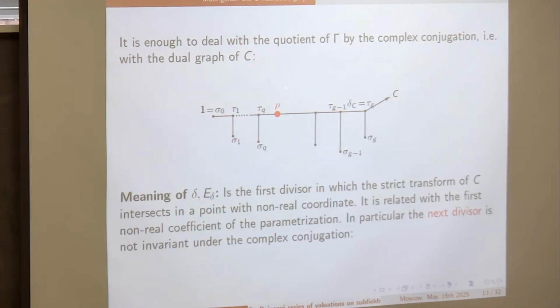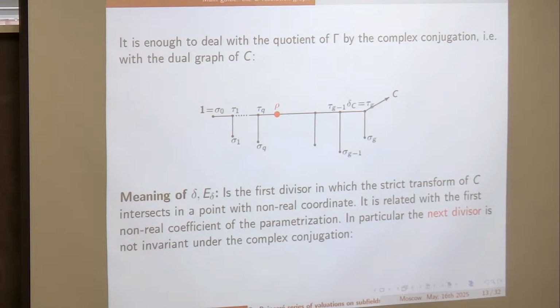What does this divisor mean, which is the most important thing? Here is some divisor, and it's the first divisor such that the strict transform of C intersects in a point with non-real coordinates. Okay? So you start to make blow-ups, and in principle you probably have points with real coordinates in the divisor, no problem.